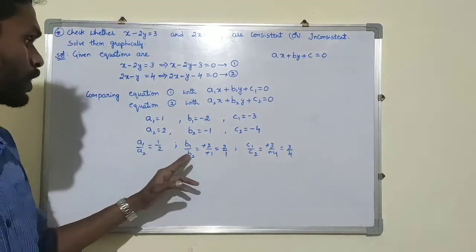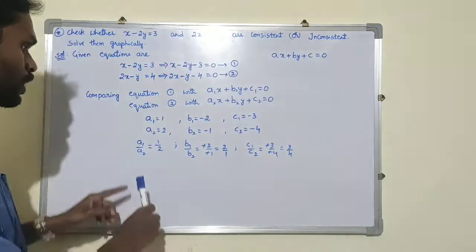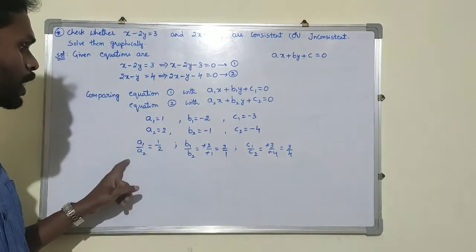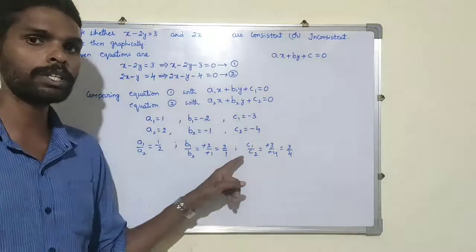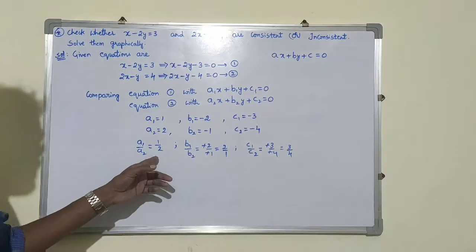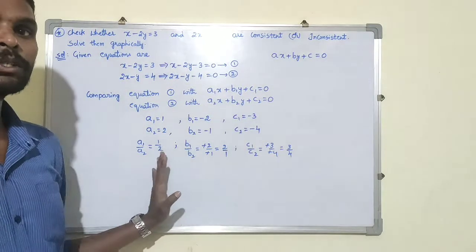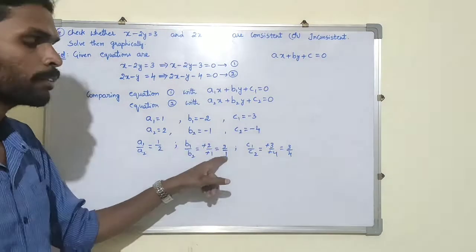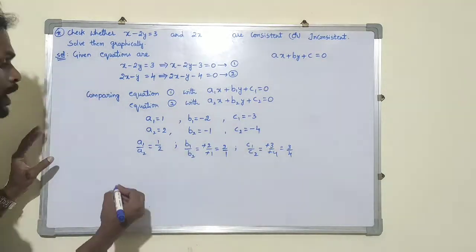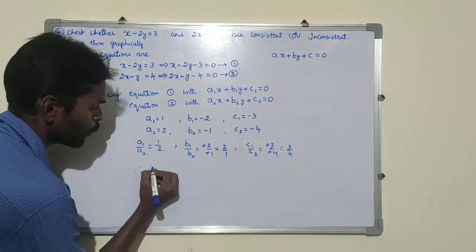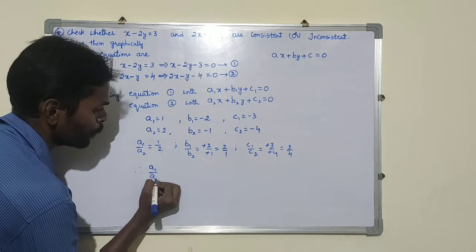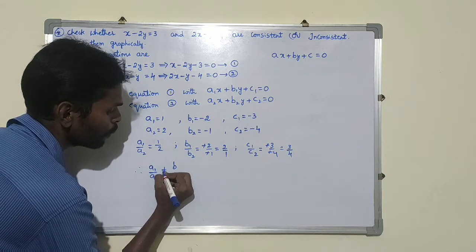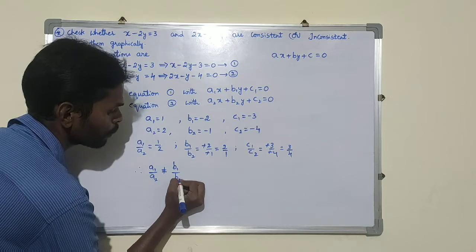Now, are any of these values equal? No. Here, concentrate on a1 by a2 and b1 by b2 first. Here, a1 by a2 equal to 1 by 2, b1 by b2 equal to 2 by 1. It is clearly shown that a1 by a2 is not equal to b1 by b2 because this value is 1 by 2 and this value is 2 by 1. Both are not equal. So we get one condition, that is, a1 by a2 not equal to b1 by b2.